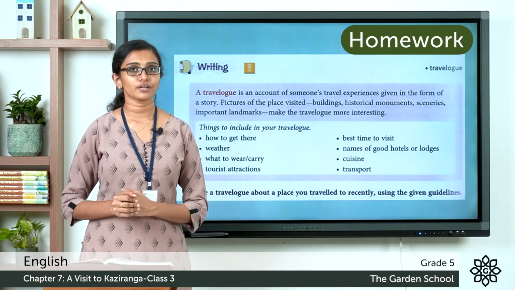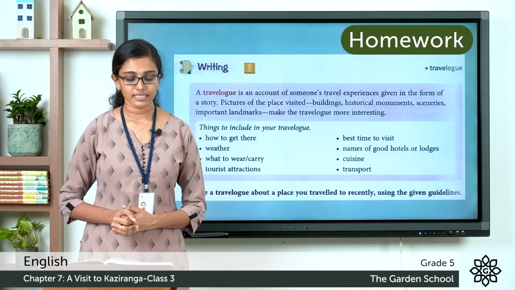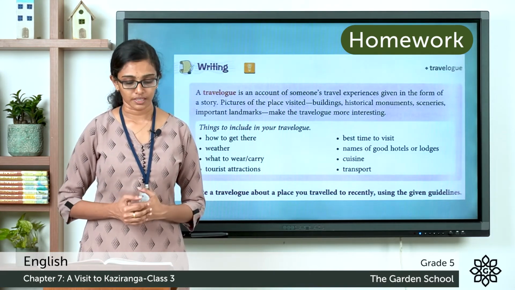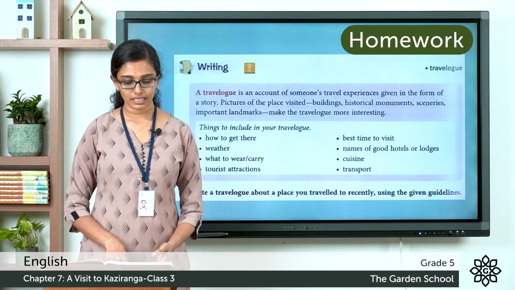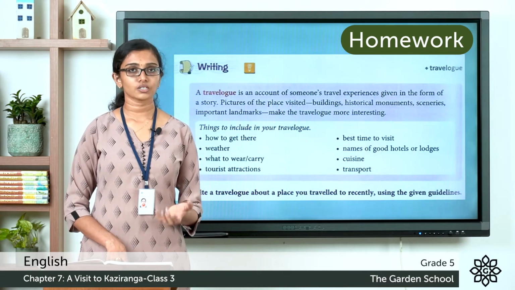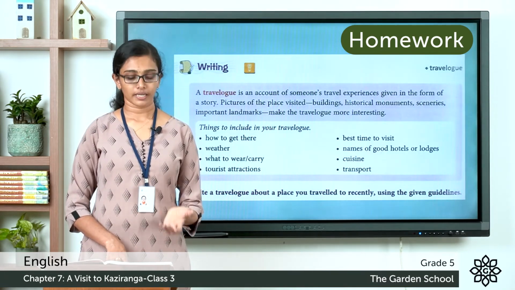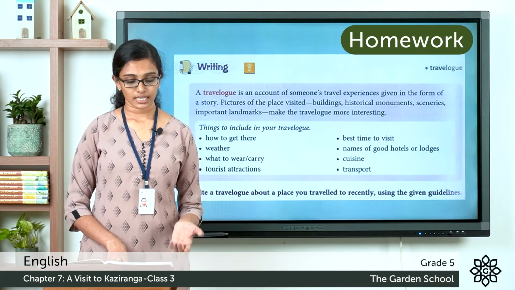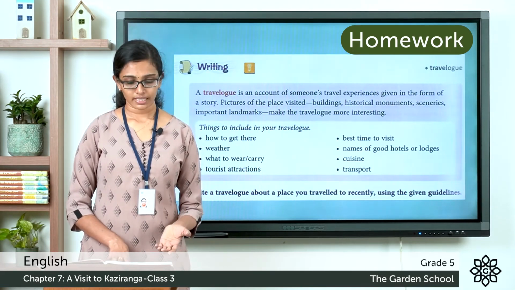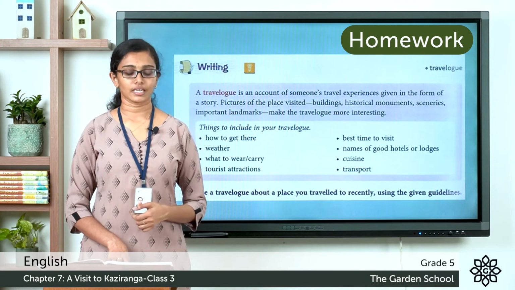So let me read out a note to you. A travelogue is an account. Account means a description. A travelogue is an account of someone's travel experiences given in the form of a story. Pictures of the place visited, buildings, historical monuments, sceneries, important landmarks make the travelogue more interesting.